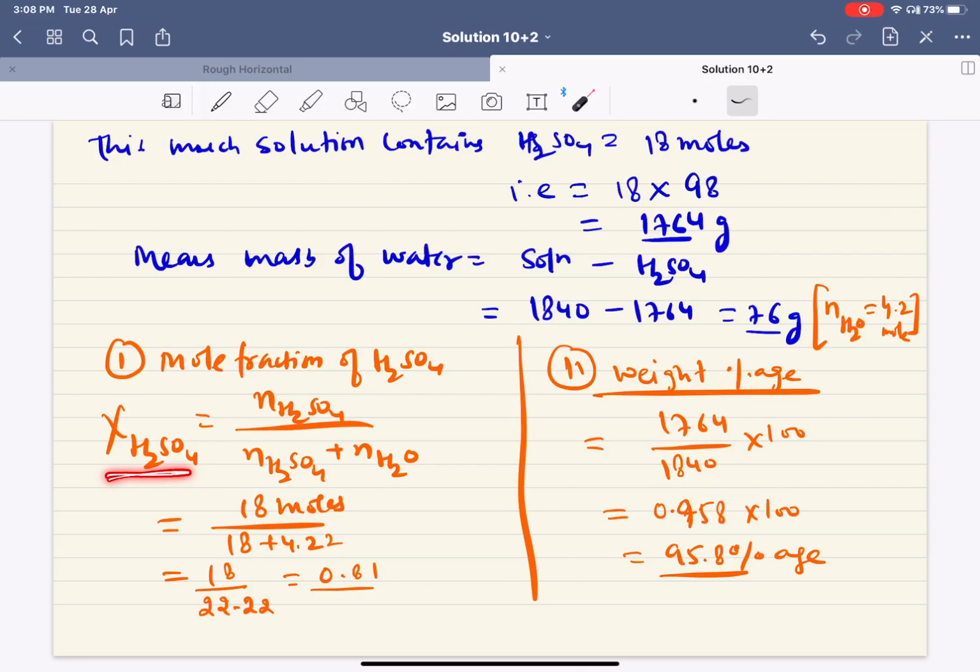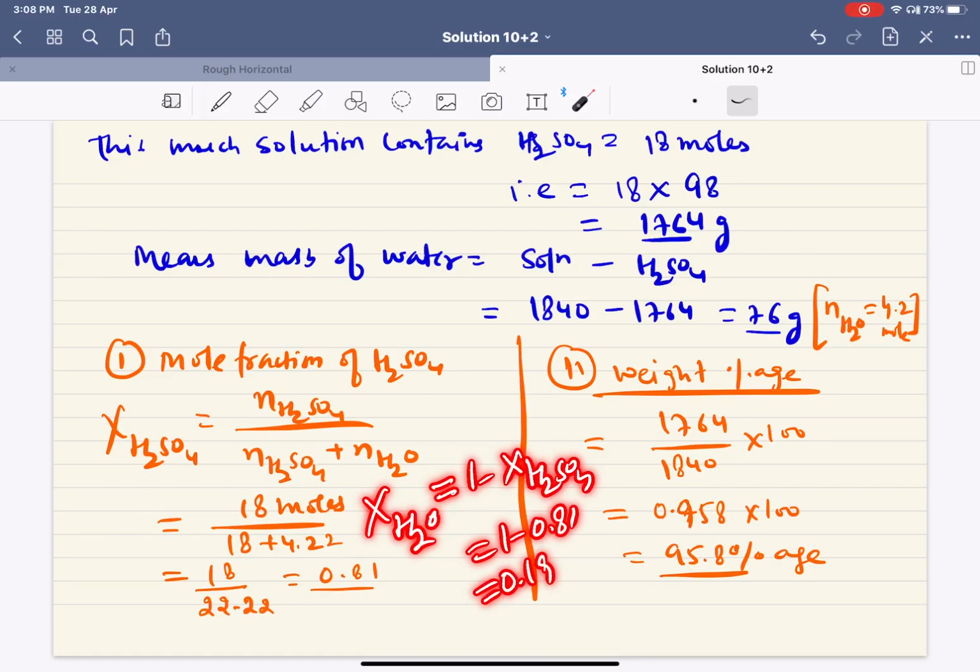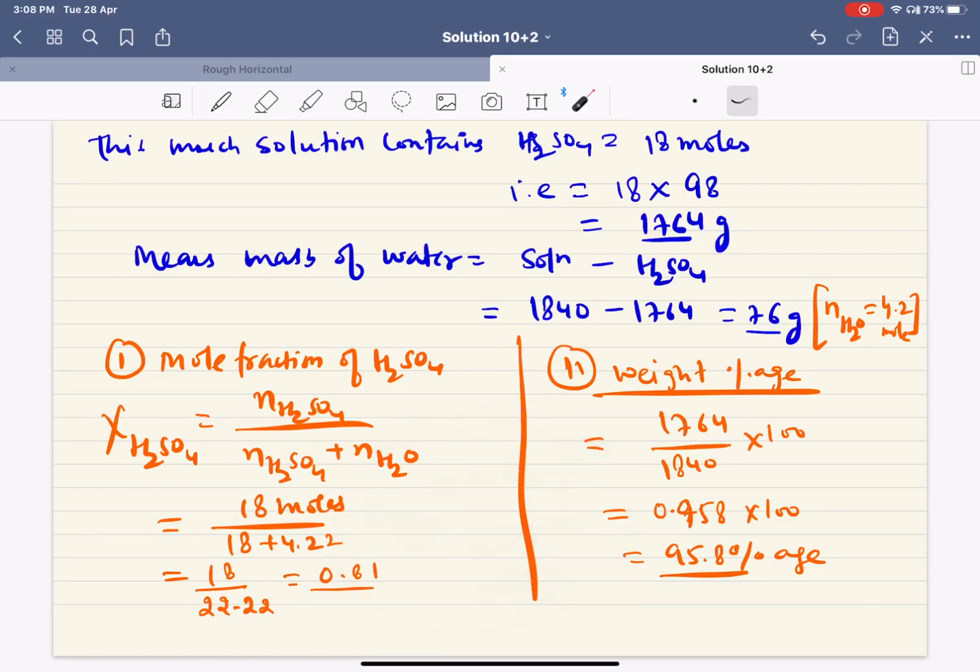And what is the mole fraction of H2SO4? That comes out to be 18 divided by 22.22, which comes out to be 0.81. Okay, this is the mole fraction of H2SO4. If they want to know also the mole fraction of water, that comes out to be 1 minus the mole fraction of H2SO4. This comes out to be 1 minus 0.81, 0.19. Okay, that is the mole fraction of water.